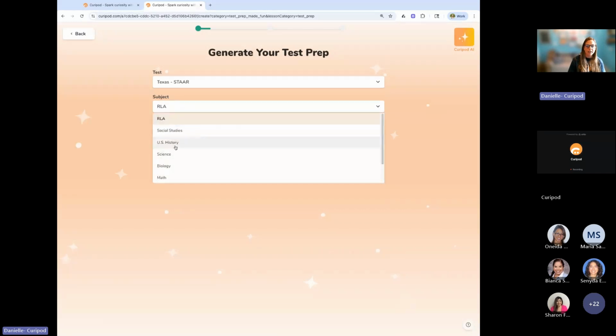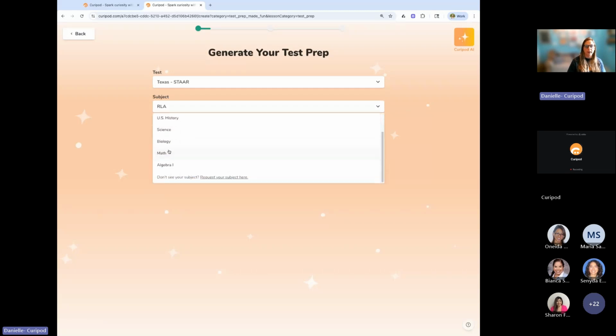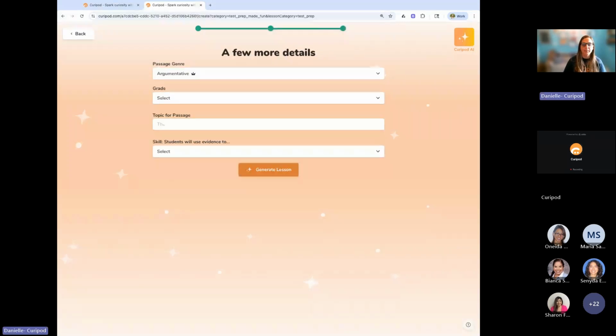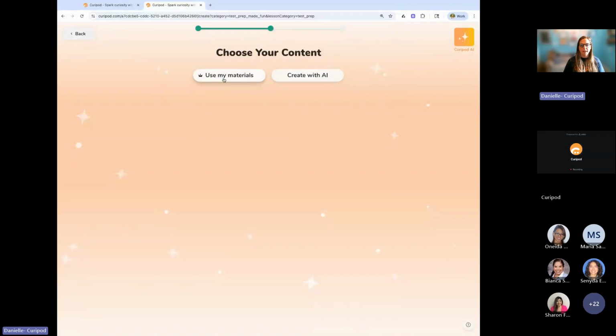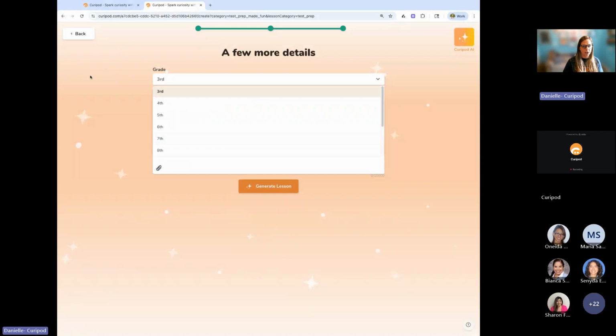We do have every subject that is STAAR tested here for every grade level. So if you're like, hey, Danielle, I'm not ELA, I'm a math teacher, great. We have written responses for math here. I'm going to do short constructed response, because if you're creating a free account, this is on the free account, and I want you to be able to follow along. I'm going to click next, and I'm going to create with AI. But I need to point out that you can upload your own materials. So you can utilize your current curriculum and upload a passage here. That's the same for social studies and science, and you can align it to your grade level.